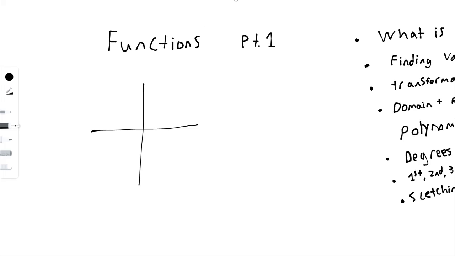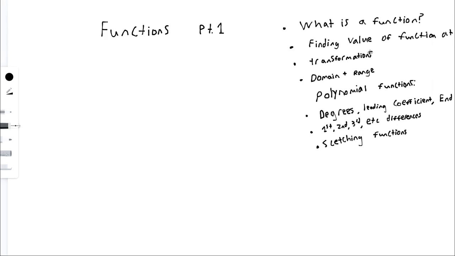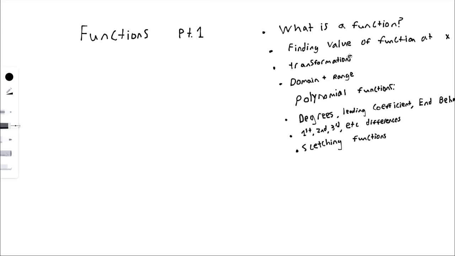So let's say you had a circle, for example. You put a line across, you can see there are 2 points, so a circle is not a function. But if you had a parabola, for example, then you can just put a line across, and you can see there's only 1 point. Anyways, I'm going to skip ahead to the next point, which is finding values of a function at any x value.